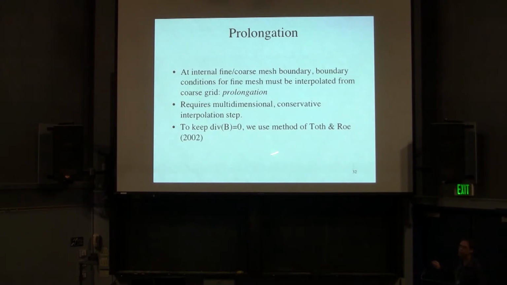There are various things you can do. We follow Toth and Roe, which makes an assumption about the currents in that prolongation step to close the equations and produce a divergence-preserving prolongation step for the magnetic field. I'm not going to go through the details. There's a very nice explanation in the Toth and Roe paper of the exact interpolation formulas we use for the prolongation step. So prolongation is the first thing you have to worry about.